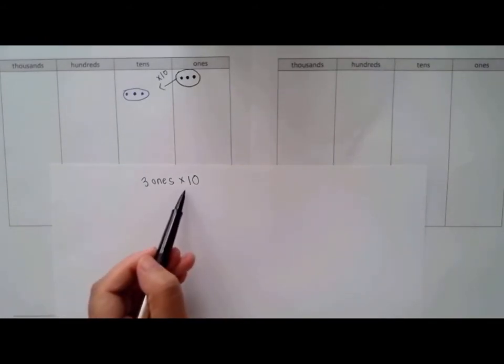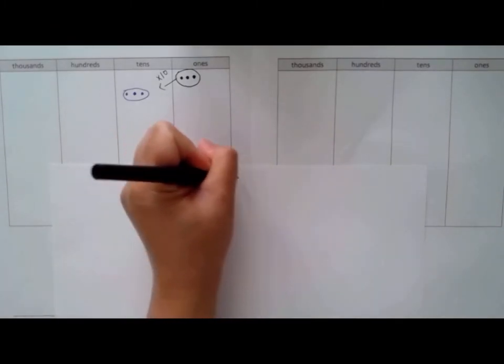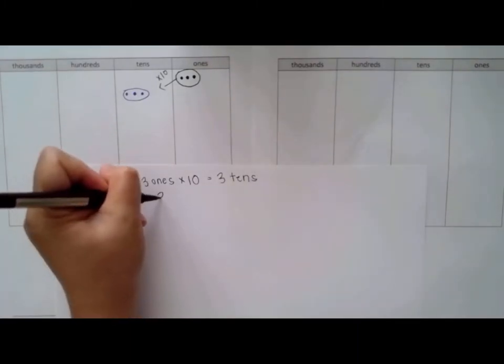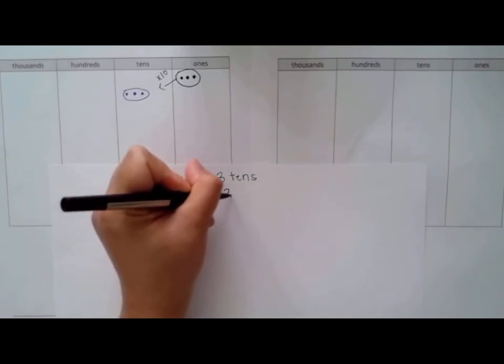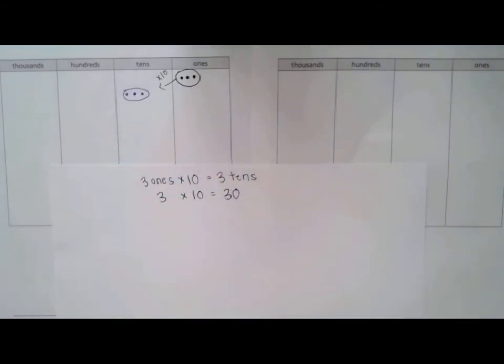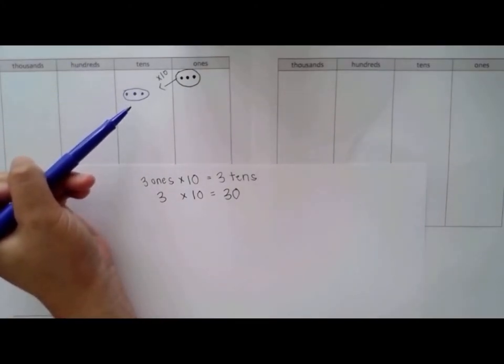Three ones times 10 equals 3 tens. We can also say 3 times 10 equals 30. Suppose I wanted to multiply 3 tens times 10. What would I do?